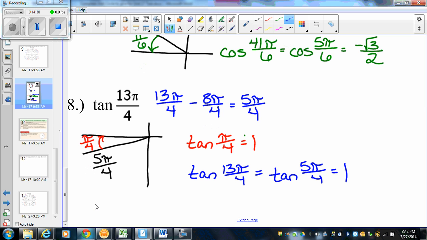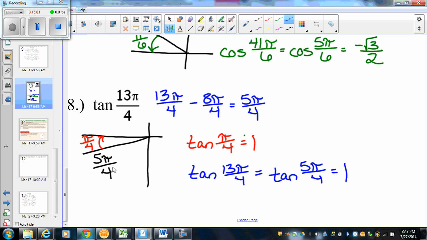Number 8 is the tangent of 13 pi over 4. So since my denominator was fourths this time, 2 pi would be equivalent to 8 pi over 4. So 13 pi over 4 minus 8 pi over 4 is 5 pi over 4. So 5 pi over 4 is coterminal to 13 pi over 4. So I counted out 1/4, 2/4, 3/4, 4/4, 5/4, and that landed me down here in the third quadrant, with a reference angle back up to the x-axis of 1/4.